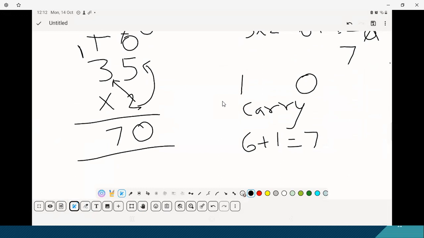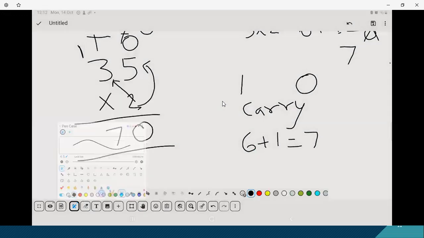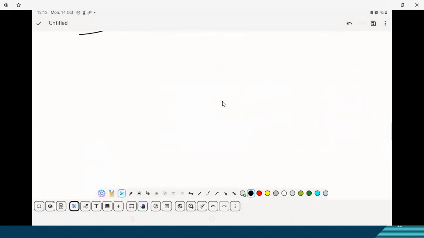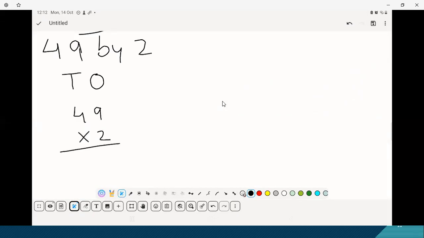Okay, so take some more examples. Let's say we have to multiply 49 by 2. Simply, we have to write the number in TO pattern, put the multiplication sign, and multiply it by 2. So 2 nines are 18 by the multiplication table, and 1 is going to carry. Then 2 multiplied by 4 is 8, 8 plus 1 is 9. So the answer will be 98.